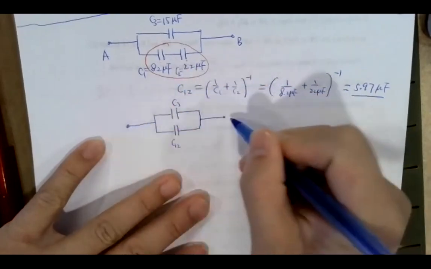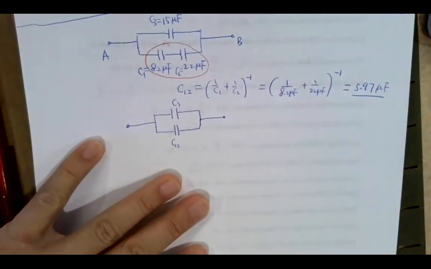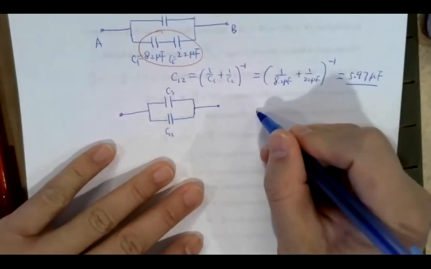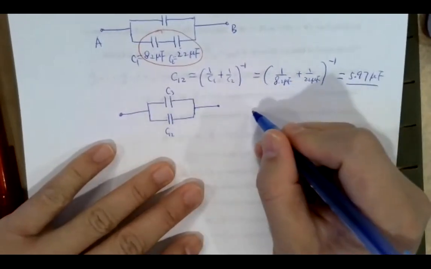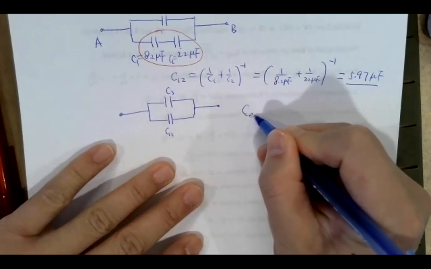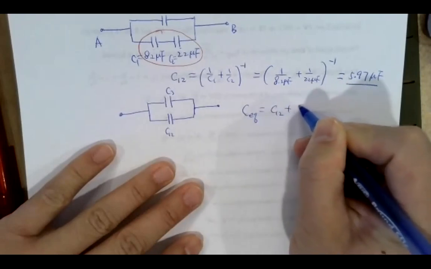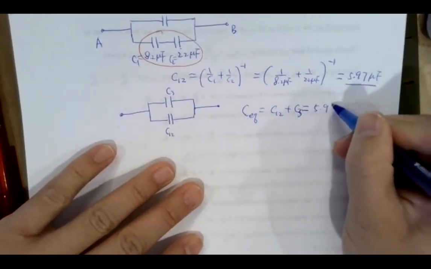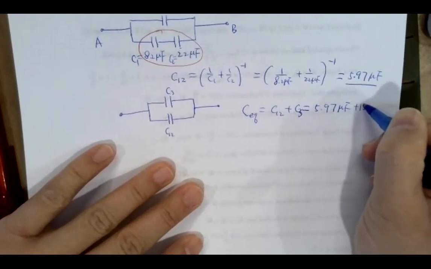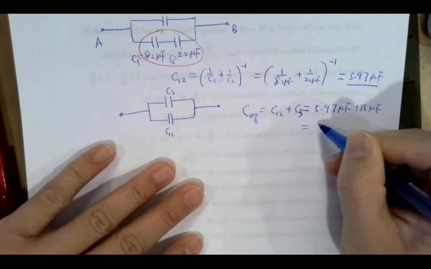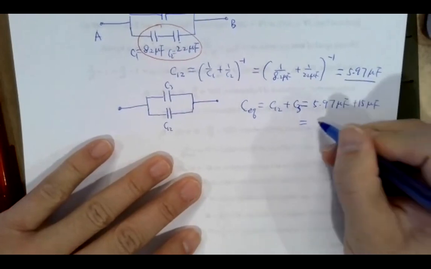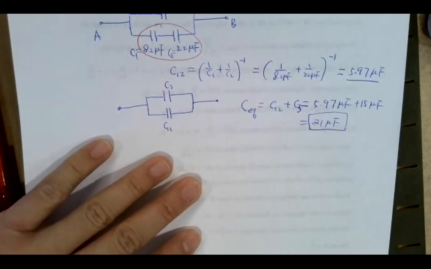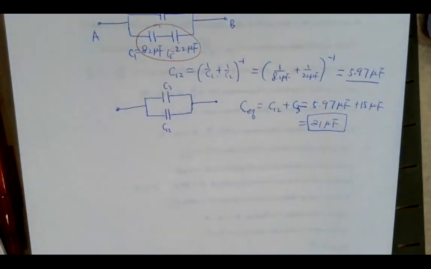Okay. I guess we can do it together. So if they were in series, then in this case they are in parallel. So in parallel, the total equivalent should be just C12 plus C3, because they are in parallel. So 5.97 plus 15, that will be about 21 microfarad. That's your final result there.